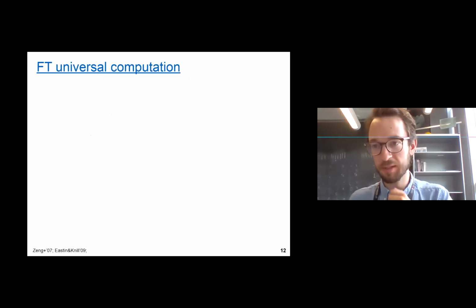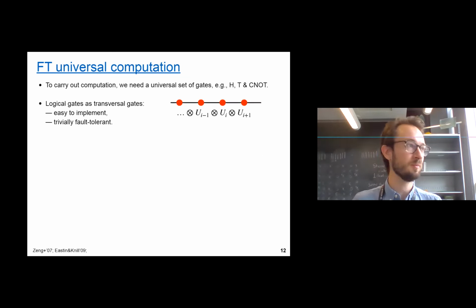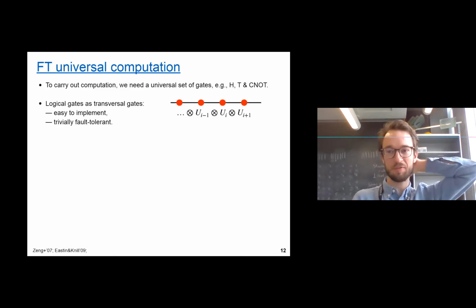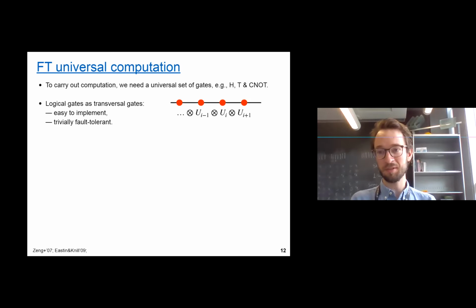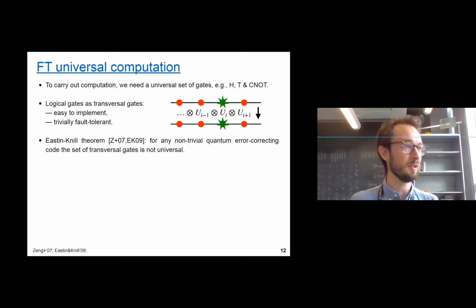Okay, cool. The last thing I'm talking about, very quickly, is universal computation with this model. We need a universal set of gates, for example Hadamard, T and CNOT. And our favorite type of logical gate is a transversal one because it's easy to do. It's a tensor product of unitaries, and it's trivially fault tolerant because any error on this qubit can only propagate forward to an error on that qubit. It can't spread. That's what this is showing you.